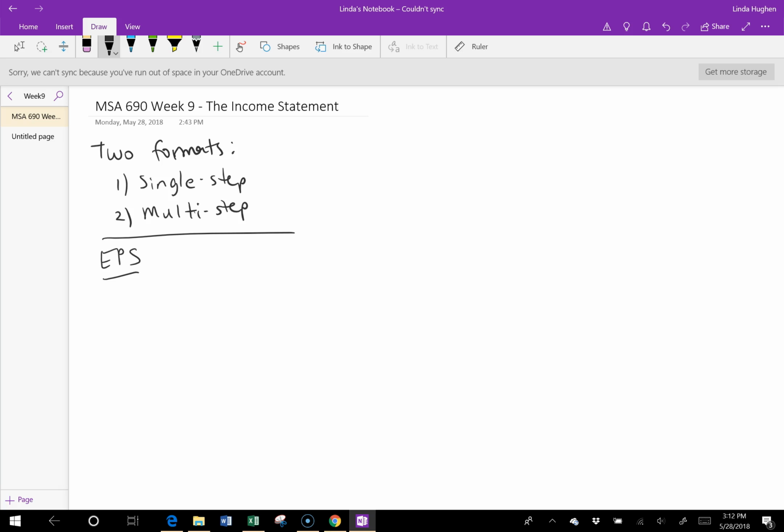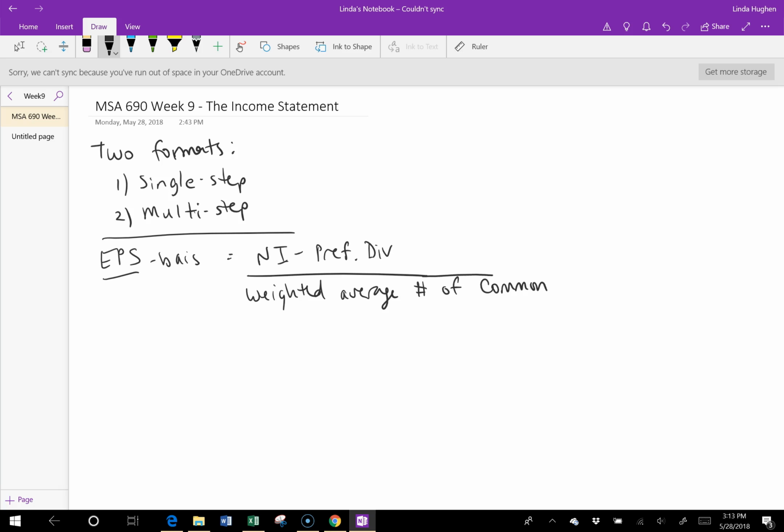So basic earnings per share is equal to net income minus preferred dividends declared or paid in that period divided by the weighted average number of common shares outstanding. This is a way for the common stockholders to see what was their piece of the pie for this period. Those earnings belong to the common stockholders.